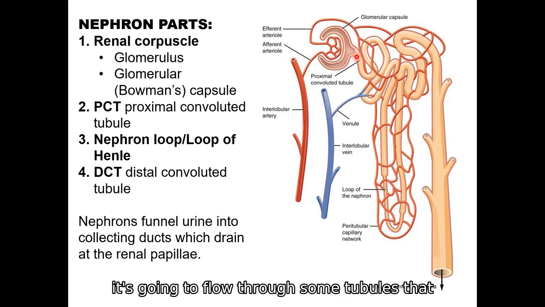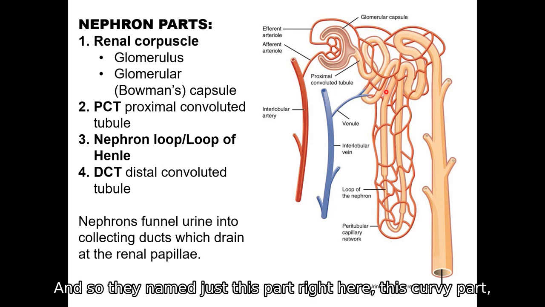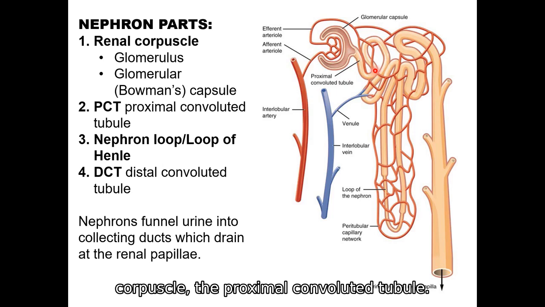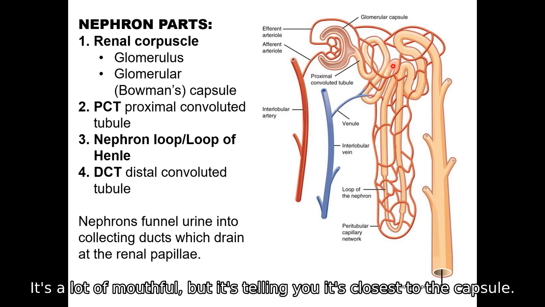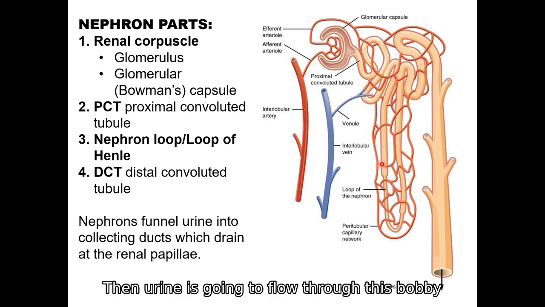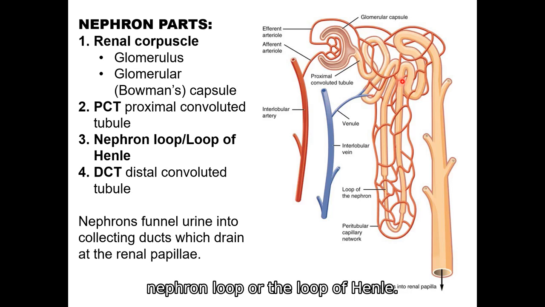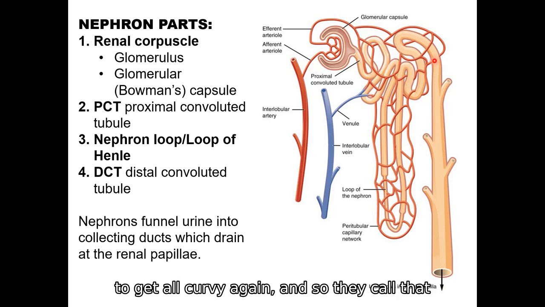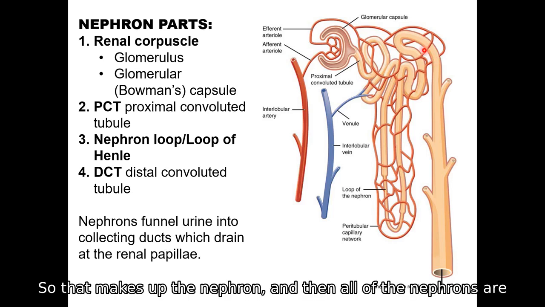So the urine gets collected, and notice it's going to flow through some tubules that are kind of curvy, right? They named just this curvy part, proximal to the renal corpuscle, the proximal convoluted tubule. We abbreviate that PCT because nobody wants to say proximal convoluted tubule. It's a mouthful, but it's telling you it's closest to the capsule. Then urine is going to flow through this bobby pin or hairpin, and that is called the nephron loop, or the loop of Henle. Then you notice our tubes are going to start to get all curvy again, and so they call that the distal convoluted tubule. Okay, so DCT. And so that makes up the nephron.